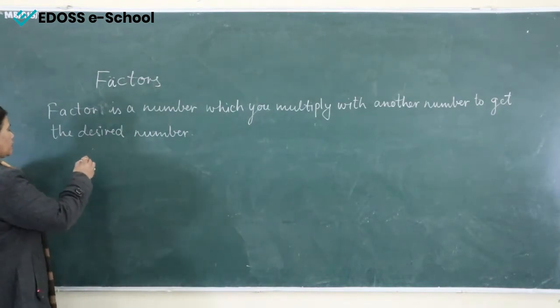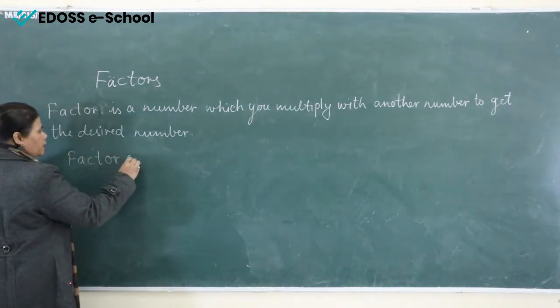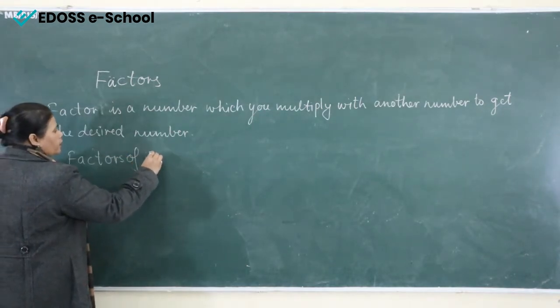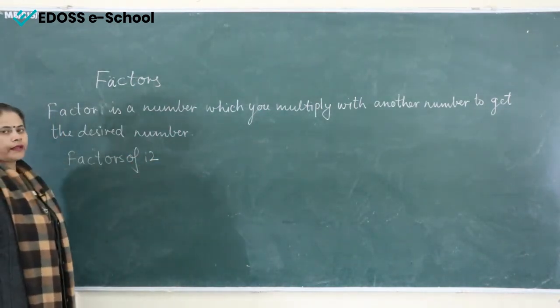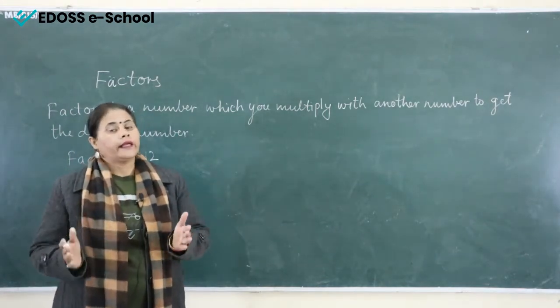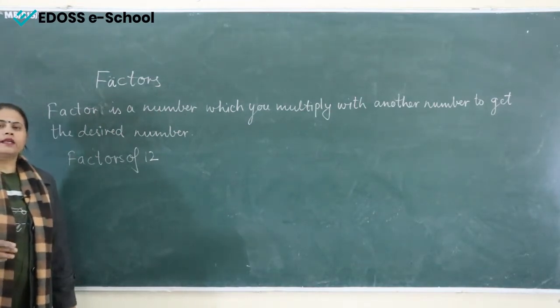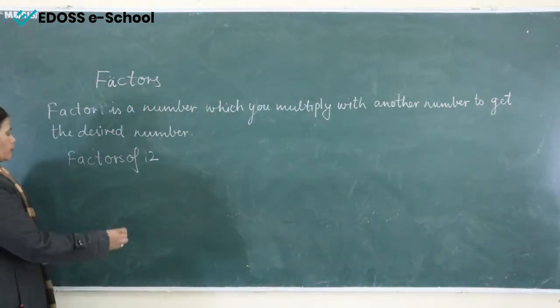So first we take the factors of 12. When we are talking about the factors of 12, remember one thing, we know the tables from 1 to 19. So first we will start from 1, because 1 is a factor of all the numbers. So here we will take 1.